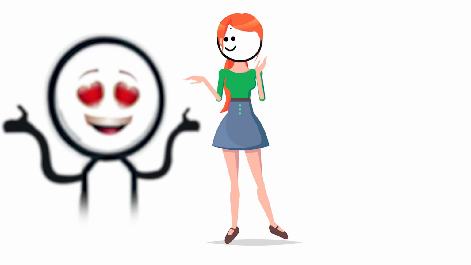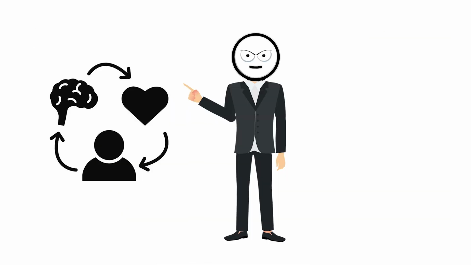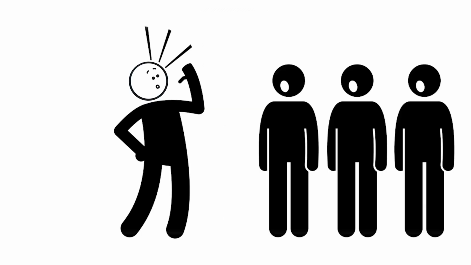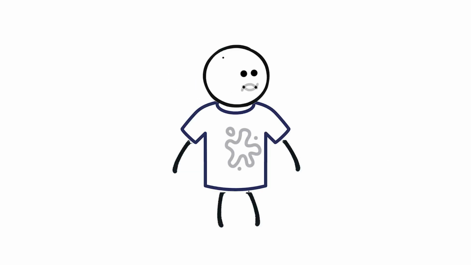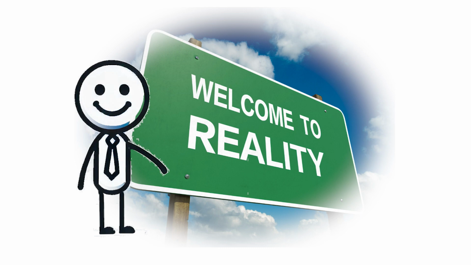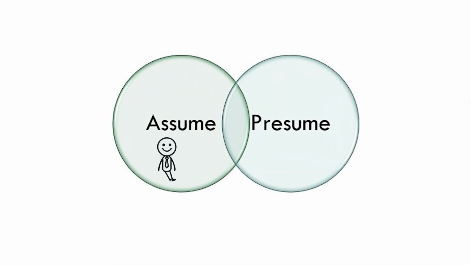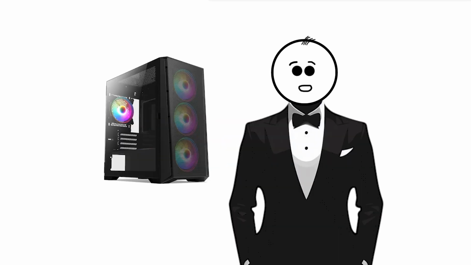If you care a lot about appearance, this next bias means you. The spotlight effect refers to our tendency to overestimate how much other people notice our appearance or behavior. It's like when you walk into a room and you're convinced that everyone is going to notice that tiny little stain on your shirt, when in reality, most people completely miss it. This bias is often why we feel self-conscious in public situations, especially if you're introverted. You assume that everyone is paying the same amount of attention to yourself that you are. Usually, though, that isn't the case.